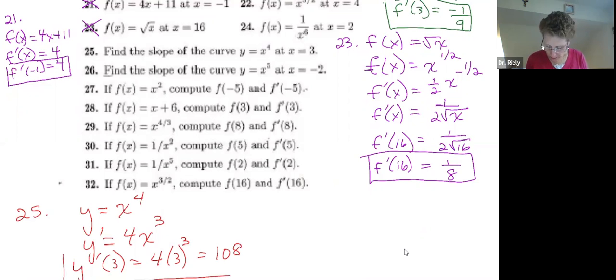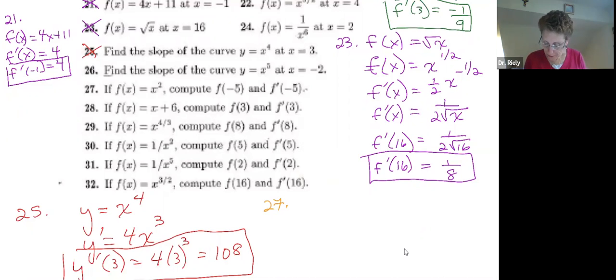Okay, another one done. Let's go on to 27. Okay, 27 says, if f of x is x squared, compute f of -5, that's your y value, and f prime, excuse me, f prime of -5. That is your slope evaluated at -5. Be able to tell the difference.